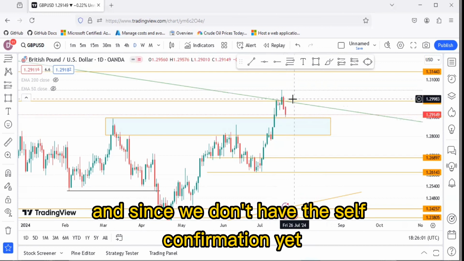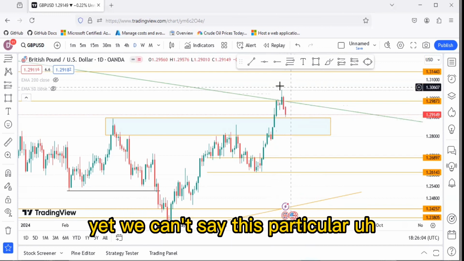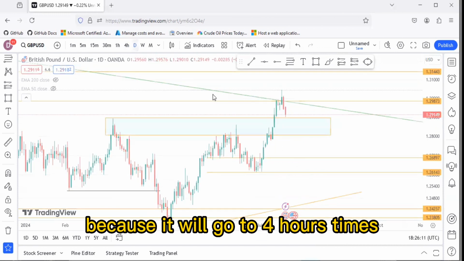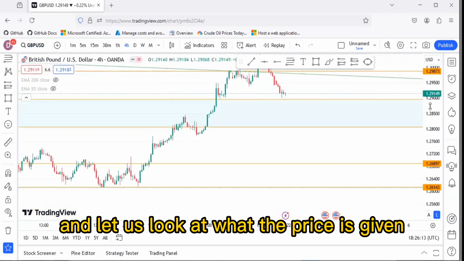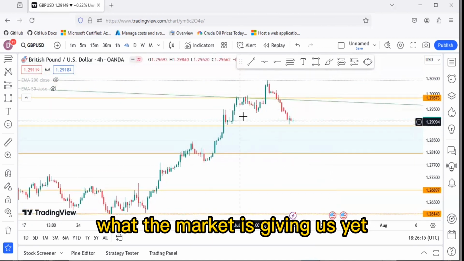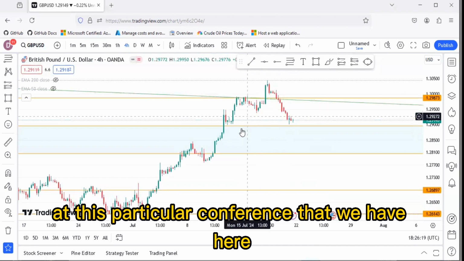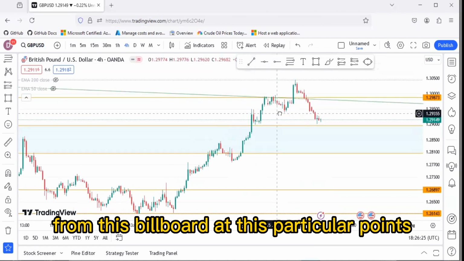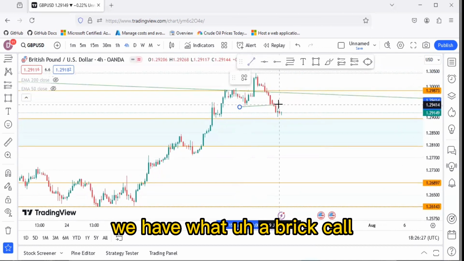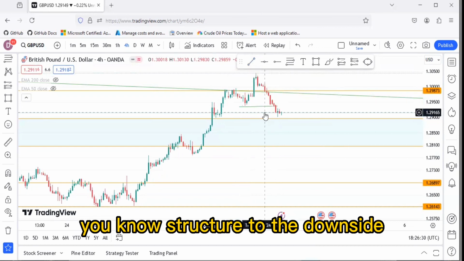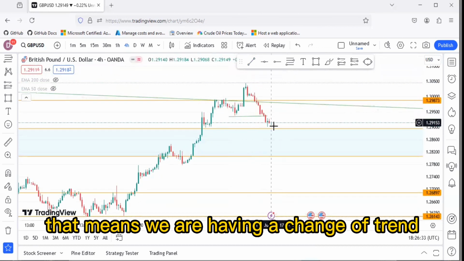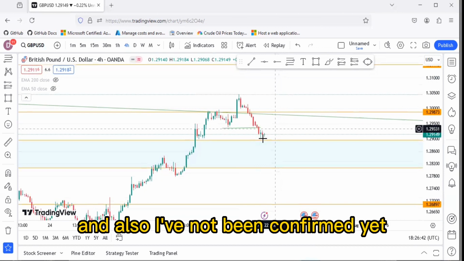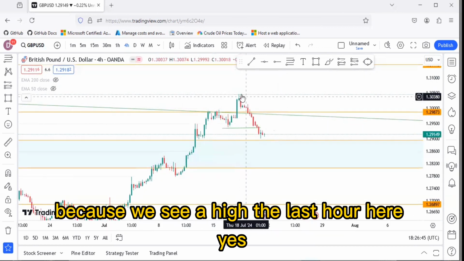Since we don't have a sell confirmation yet, we can't say the market is selling right now. Let us go to the 4 hour time frame and look at what the market is giving us. At this confluence, we are making higher highs from this place, but at this point we have a break of structure to the downside. That means we are having a change of trend to the downside. But this sell has not been confirmed yet, because we see the last high here.